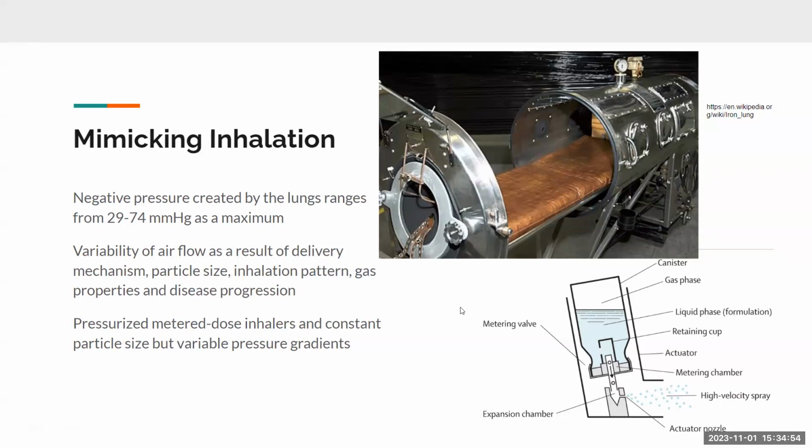The delivery mechanism, meaning inhalers, nebulizers, things of that nature, the particle size, gas properties, those types of things, we'd try to hold as constant as possible. So for instance, we might use a pressurized metered dose inhaler with a constant particle size. And that would allow us to just try and vary the negative pressure, which could mimic things such as disease progression and inhalation patterns.